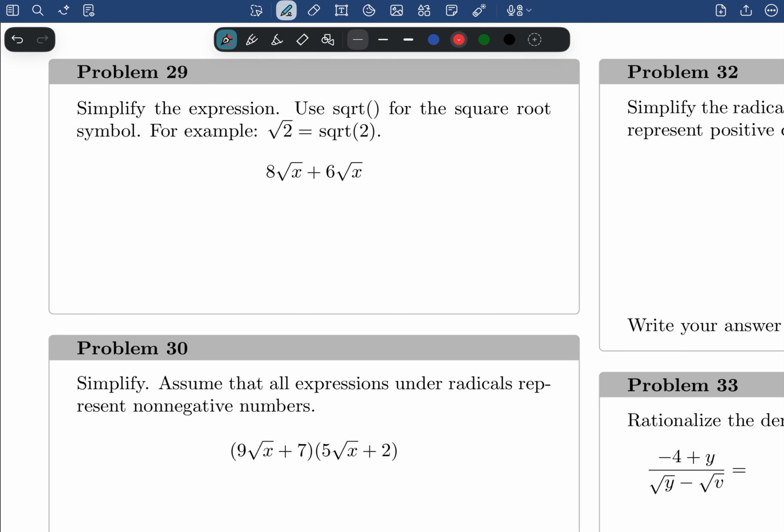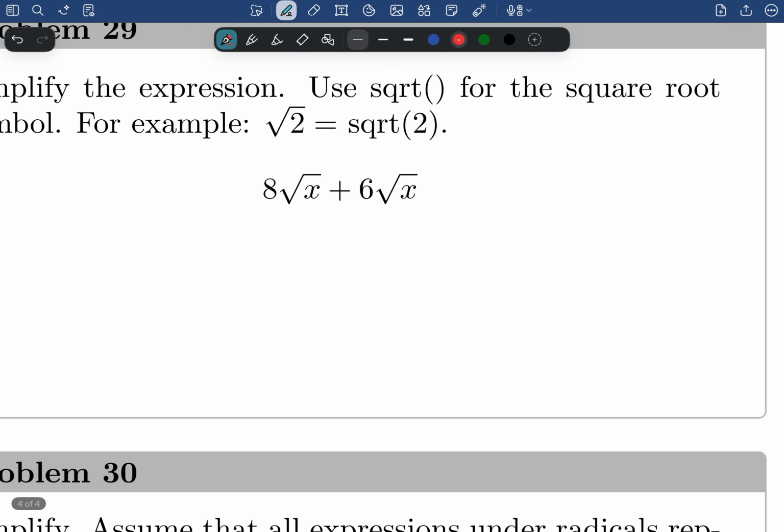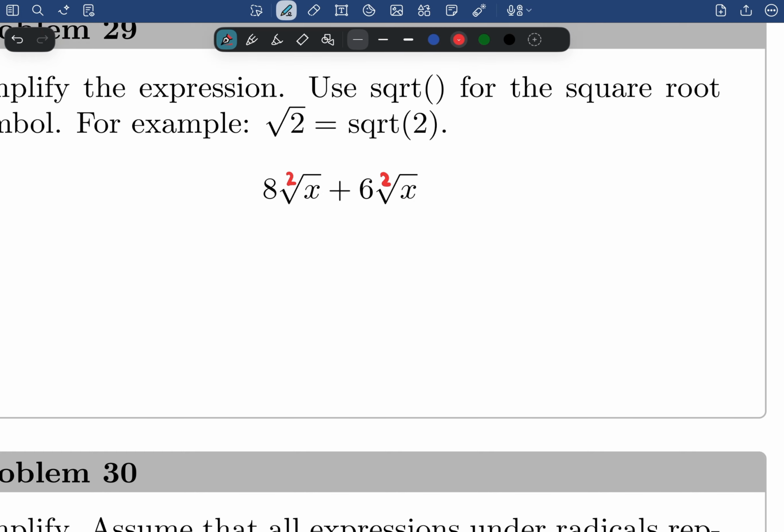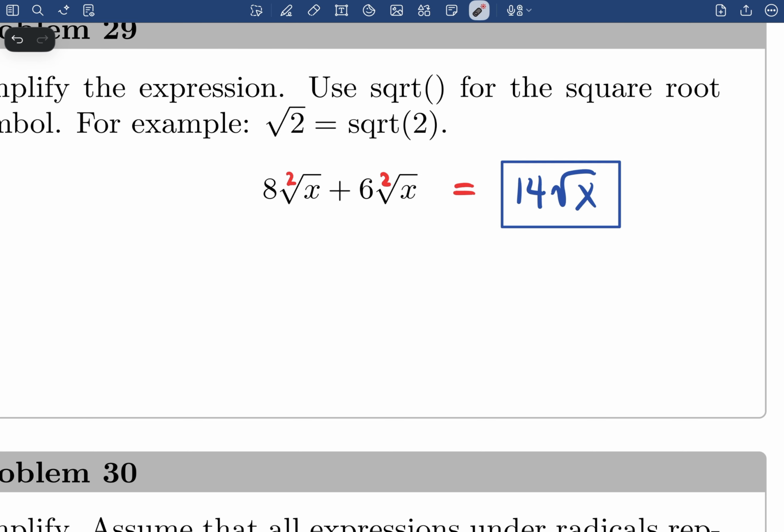Like radicals have the same index and the same radicand. So the index in both cases is 2. So same index. And then the stuff under the square root is called the radicand. If they have the same radicand, then we're good to go. So same index, same radicand. They can be combined together. So 8 root x plus 6 root x is 14 root x's. It's 14 times the square root of x. Okay, so there you go.